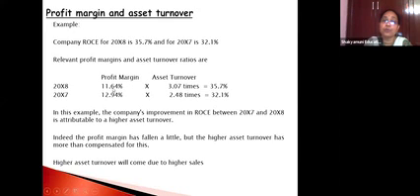And if you look at this profit margin, previous year we had a good margin, but in the current year the margin is less, right? So what could be the reason?